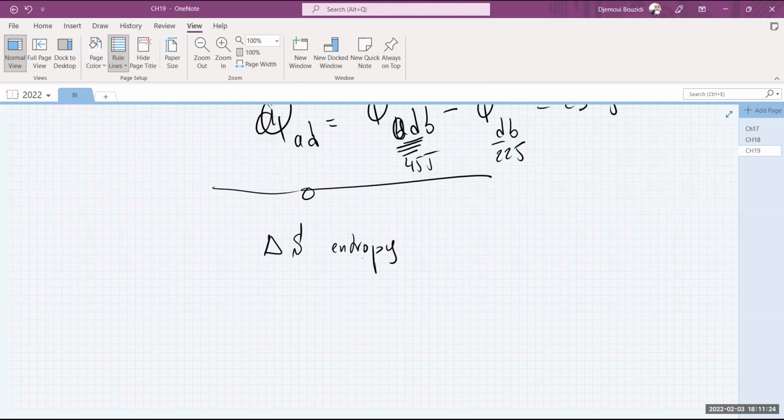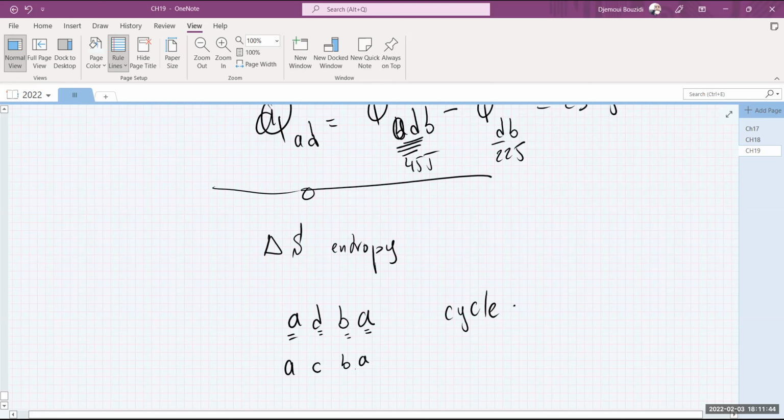The other thing also, if you look at the process, for example, on this problem, ADB, I'm sorry, ADBA. So if you look at this problem, A to D to B back to A, this is a cycle. Because the starting point is the ending point, albeit we go through the points D and B in between. Or if we go through A, C, B, A, that is actually another cycle, I'm sorry. So this is another cycle.